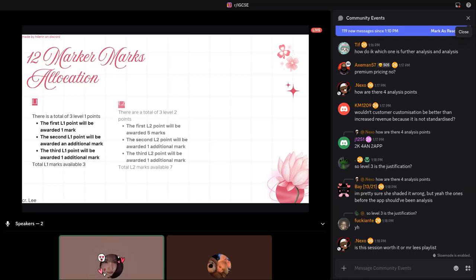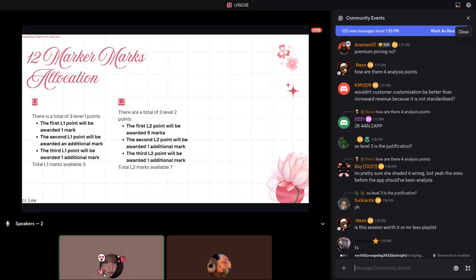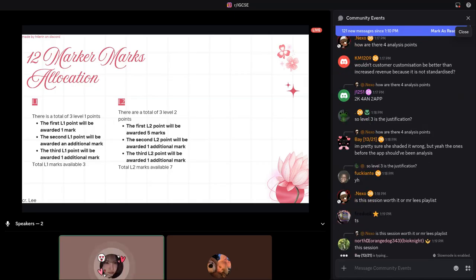Furthermore, there's level 2. So if you already have level 2, you won't be able to gain level 1 because level 1 is just knowledge. Level 2 is knowledge with the impact. There are a total of 3 level 2 points. So the first level 2 point will be awarded 5 marks. The second level 2 point will be awarded 1 additional mark. The third level 2 point will be awarded 1 additional mark again. So you will be able to get 7 in total.